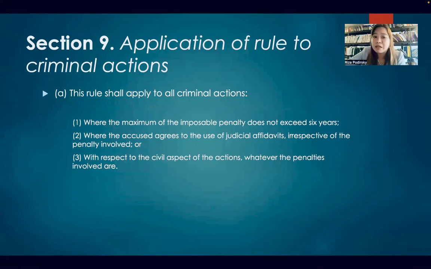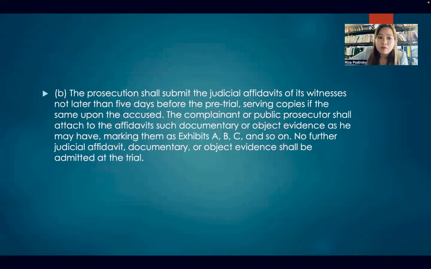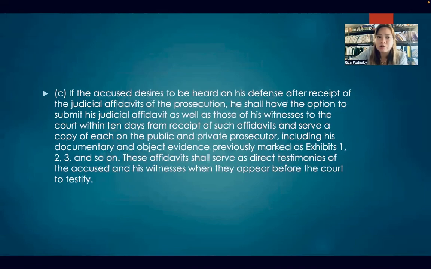This rule shall apply to all criminal actions only where the maximum of the imposable penalty does not exceed 6 years, where the accused agrees to the use of the judicial affidavits irrespective of the penalty involved, or with respect to the civil aspect of the actions, whatever the penalties involved are. And of course, the prosecution shall submit the judicial affidavits of its witnesses not later than 5 days before the pre-trial, serving copies of the same upon the accused. You have to take note that no further judicial affidavit, documentary, or object evidence shall be admitted at the trial unless allowed by the court.